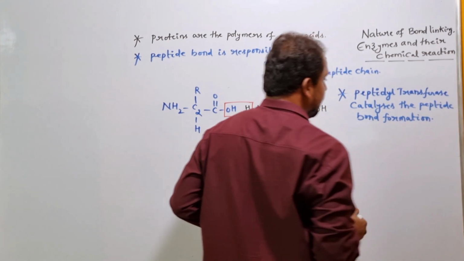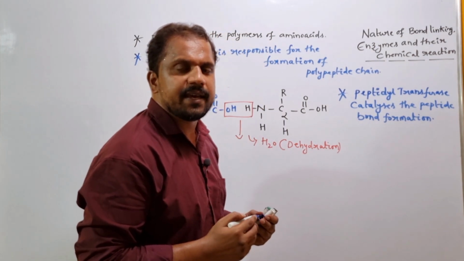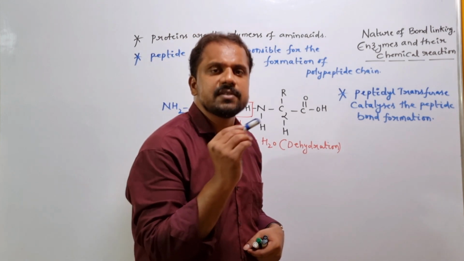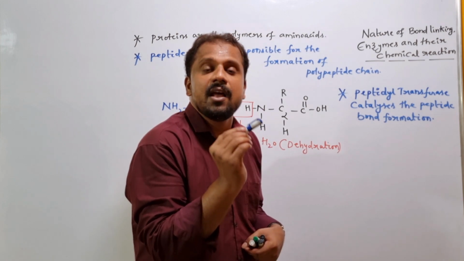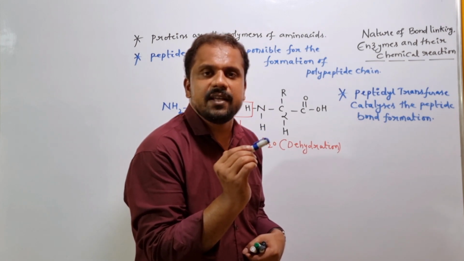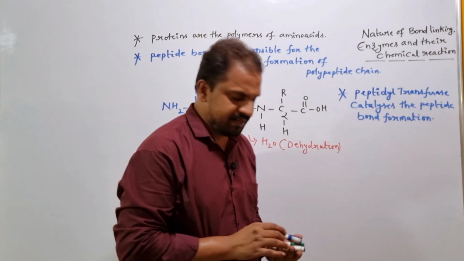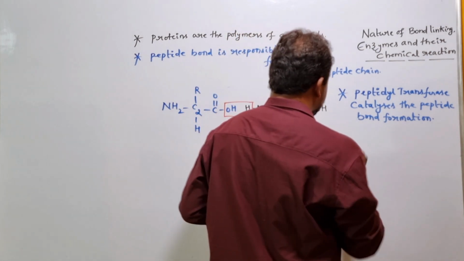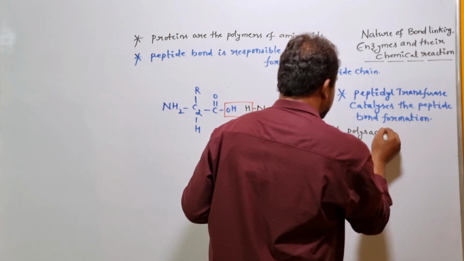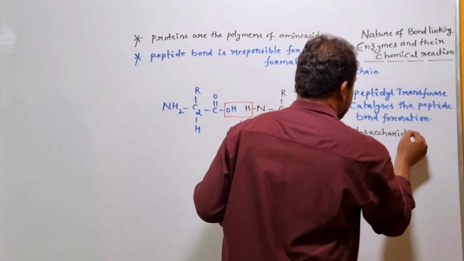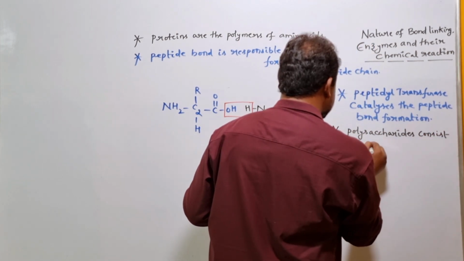Likewise, one specific polysaccharide is composed of many monosaccharide residues. Is it clear? And during the formation of one specific polysaccharide, one molecule of water is released by means of a specific process, which is nothing but what? Dehydration. Is it clear? So let me write it here. Polysaccharides consist of many number of monosaccharides.